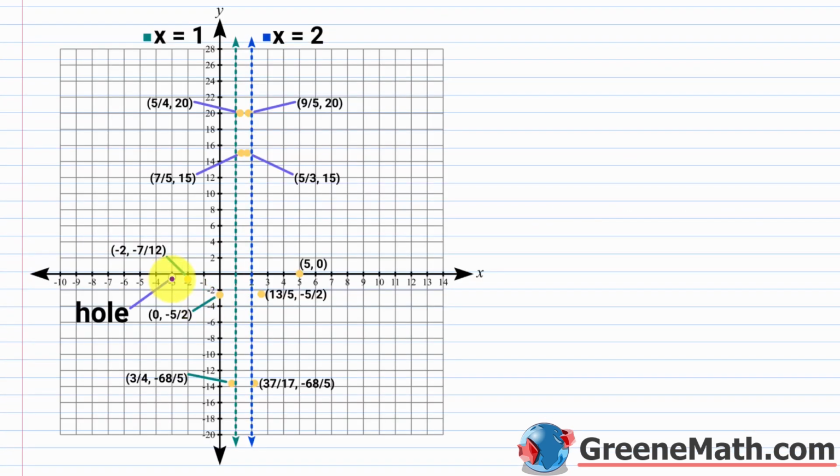So just coming down here, it's kind of hard to see, but I wrote hole here. So it's going to be right there at (-3, -2/5).